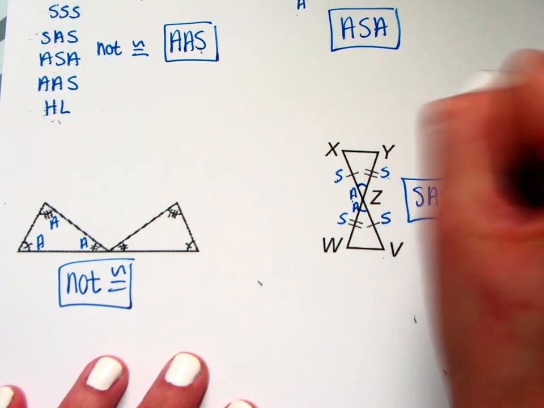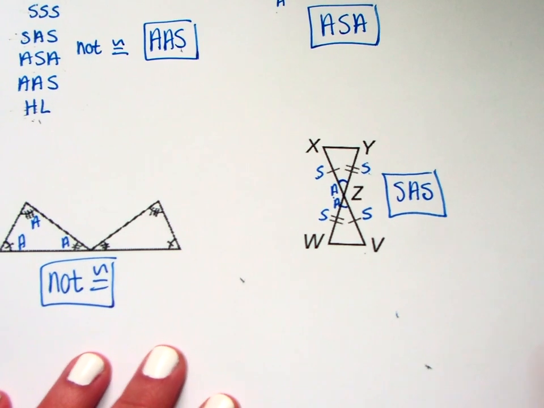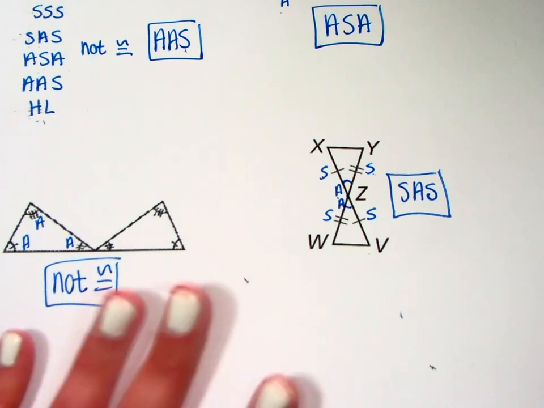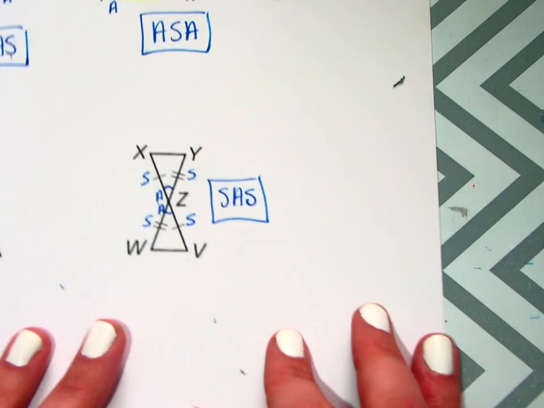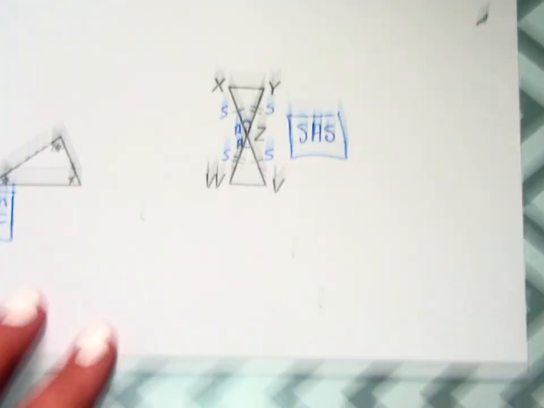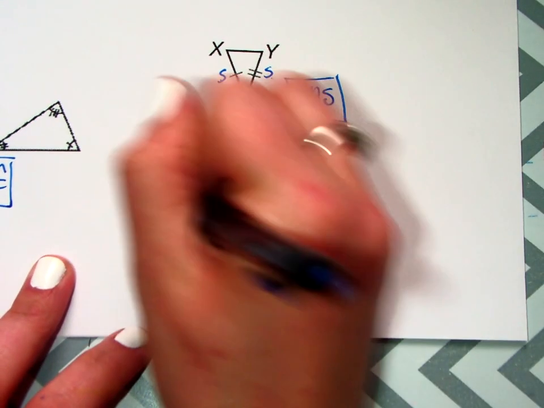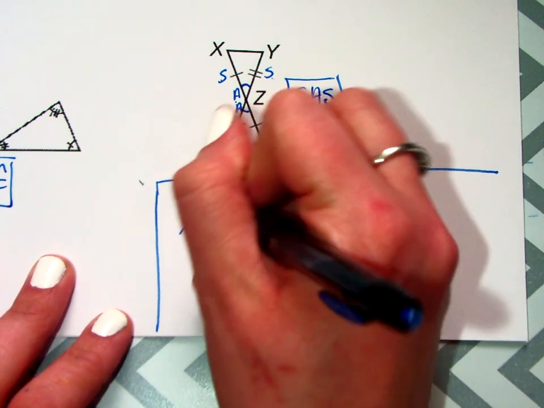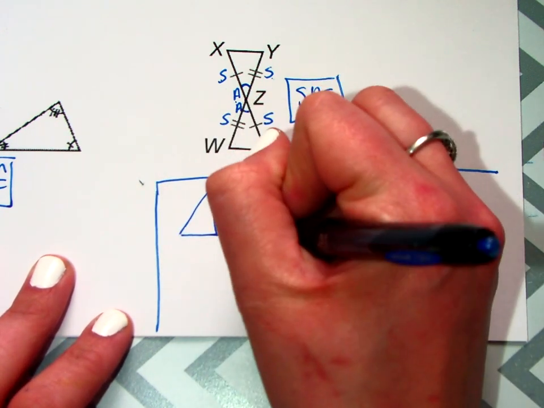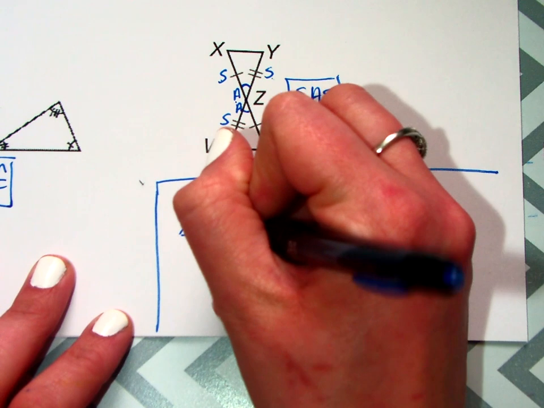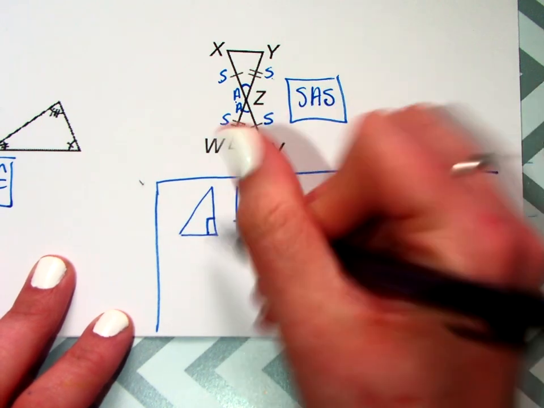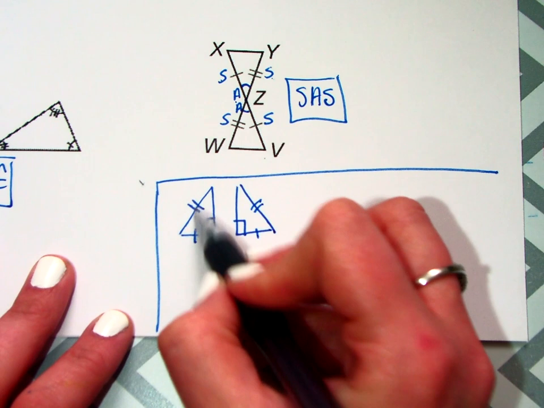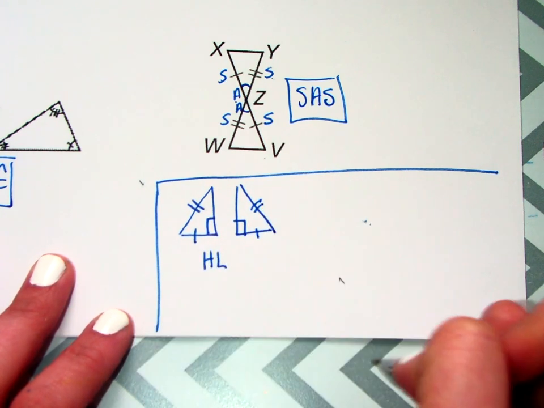Let's go ahead and do real quick a hypotenuse leg problem. I didn't add one on this worksheet. I'm sorry. So we'll just add it down here. So a hypotenuse leg problem could look like this. So you could have a right triangle with a 90-degree angle. Your legs would be congruent and your hypotenuse would be congruent. Hypotenuse leg. So this would be HL.